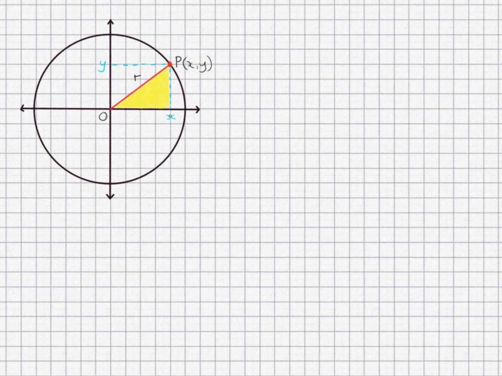Using Pythagoras' theorem, we can say that the smaller sides squared and added together should give us the hypotenuse squared. Or, in other words, x squared plus y squared is equal to r squared. This is actually our formula for a circle that has its centre at the origin.